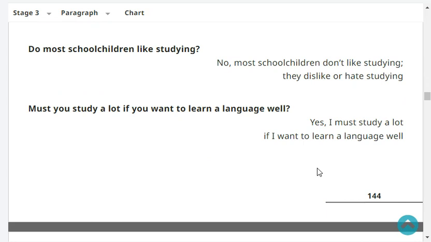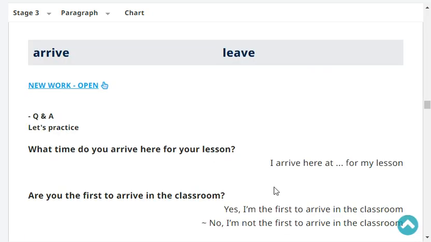Must you study a lot if you want to learn a language well? Yes, I must study a lot if I want to learn a language well. Very good. What time do you arrive here for your lesson? I arrive here at 9 o'clock in the evening for my lesson. Very good.